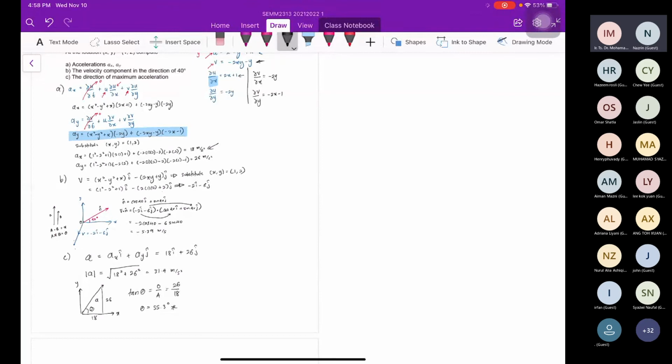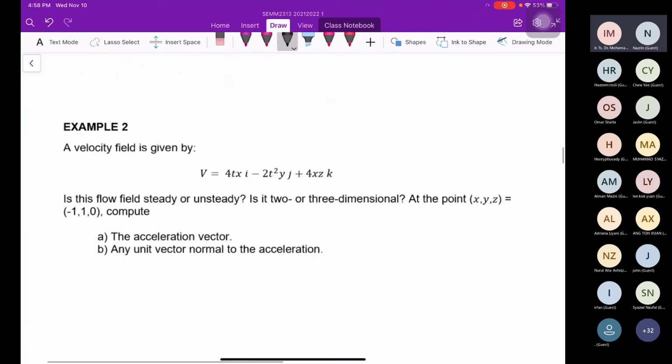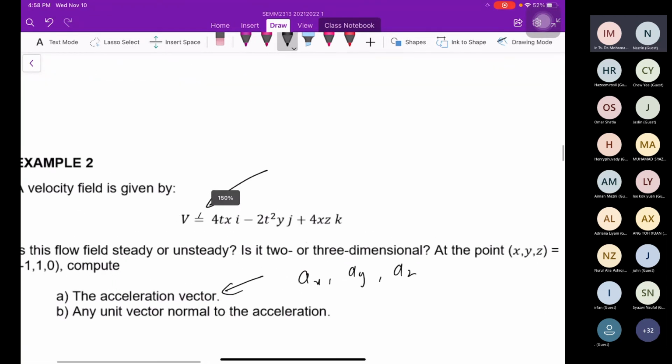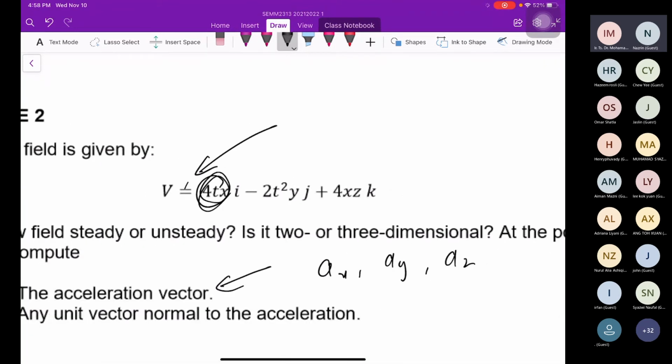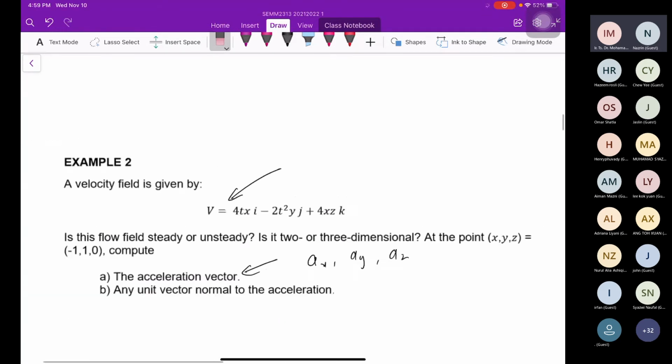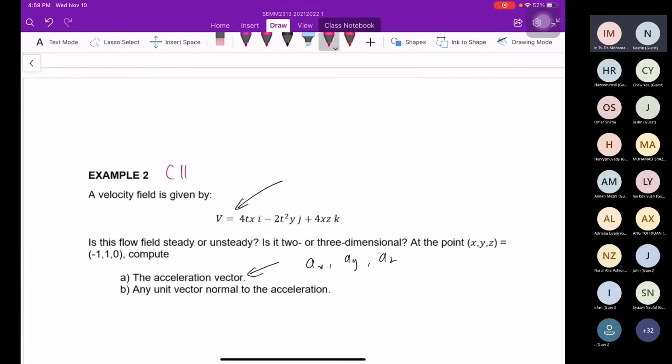This is your homework. I give you the simplest homework because this is only V. In order to get the acceleration, you need to differentiate. Ax, Ay, and Az, use the same equation. Now you notice it has the time component, so you must not cancel the time. This is your homework.